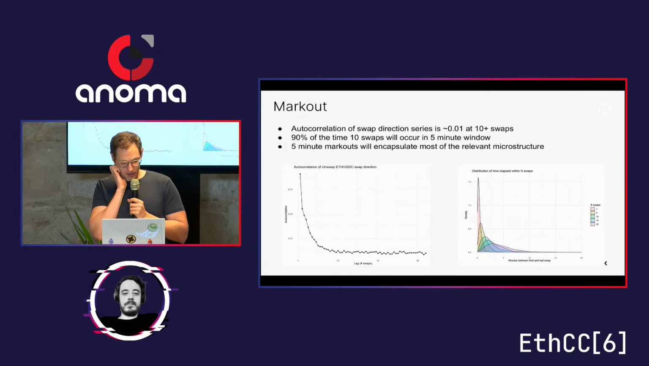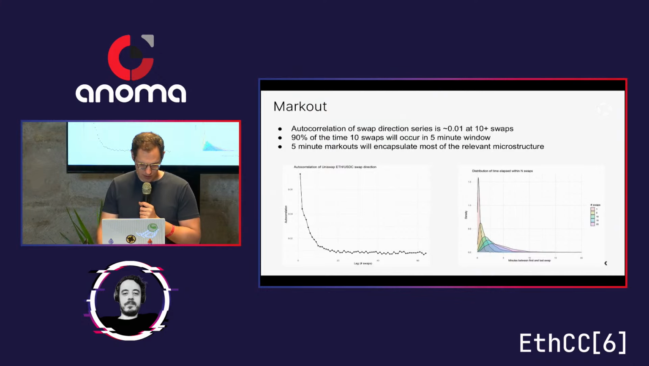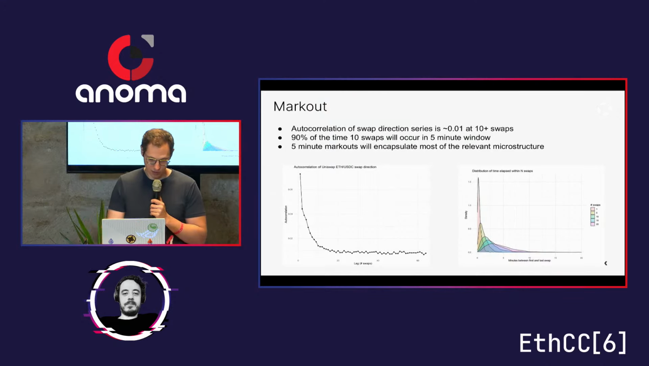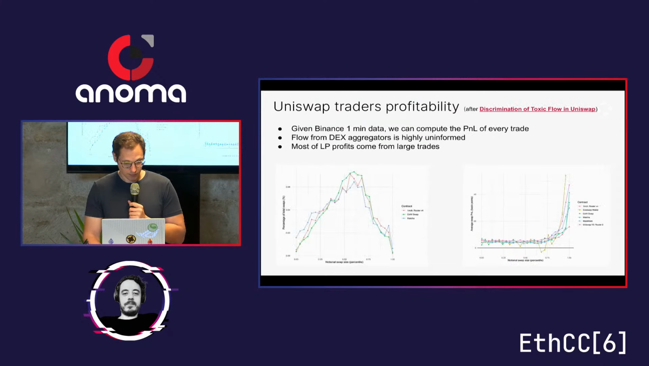Right, so the first question is how to actually determine the right period. And it's quite simple. You just look at the autocorrelation of the swap direction series, where you do plus or minus 1 if it's a sell or buy in the pool. At 10-plus swaps, the autocorrelation is 0.01. It means that there is no new information afterwards. And 90% of the swaps, which you can check on chain, will occur in this 5-minute window. So 5-minute markouts will encapsulate the most relevant microstructure. Sure, something might happen outside, but it's a good proxy.